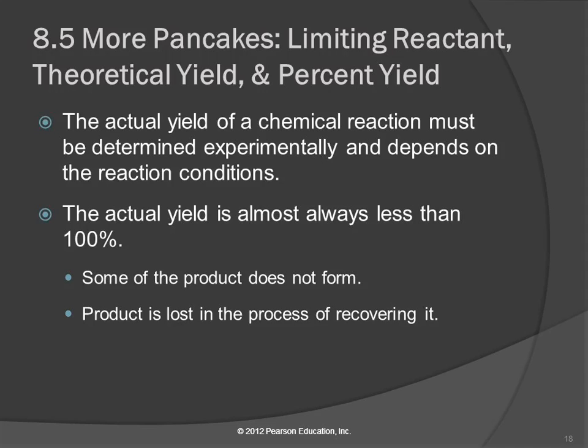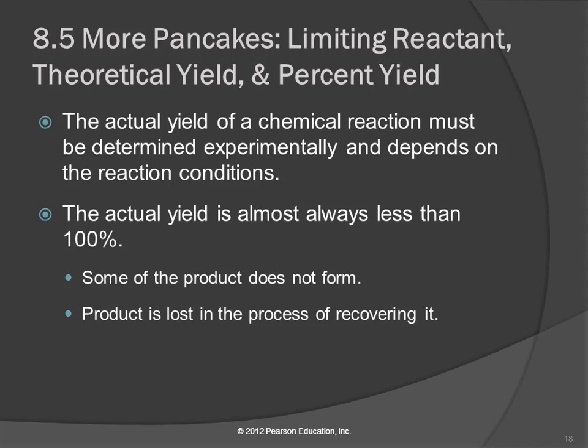Sometimes, in a chemical reaction, the percent yield is greater than 100%. I guess first I should talk about how it's less. Well, it's kind of like with the pancakes. Some of the product doesn't form. Some chemical reactions don't go all the way to completion. They react mostly, and then some of the reactants are just left.